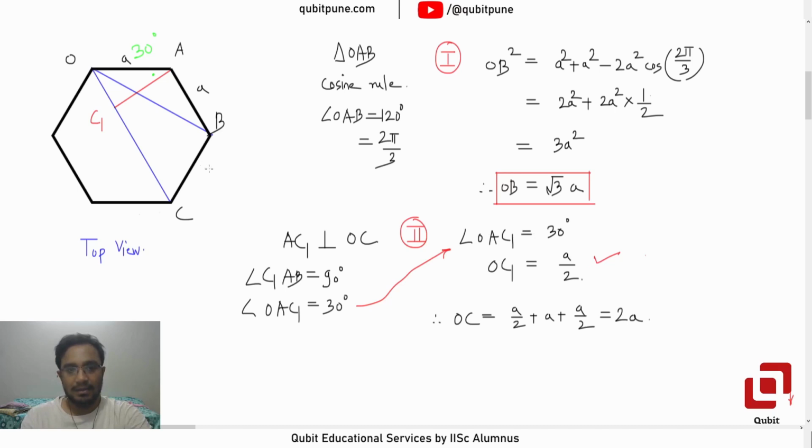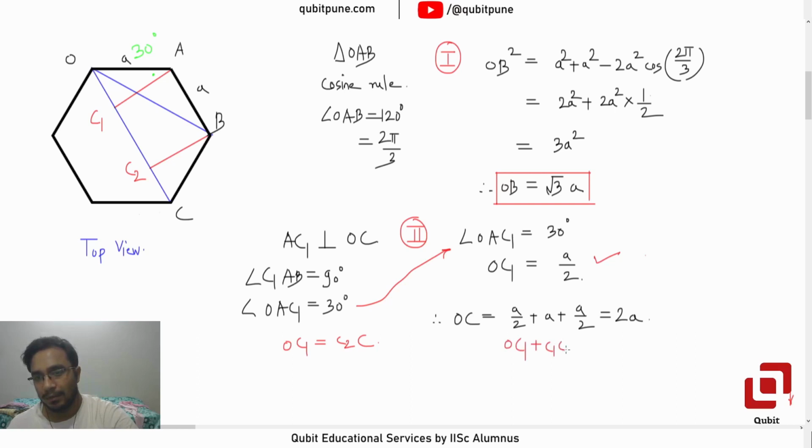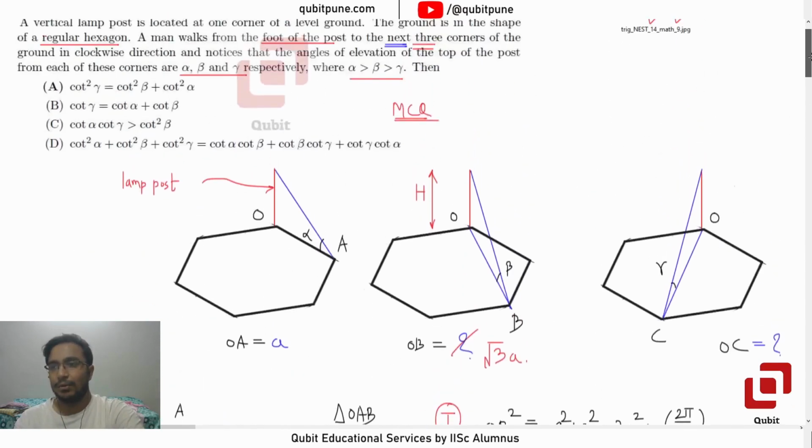Okay, and by symmetry, if we drop a perpendicular from B on this hexagon, let's call it C2 now. So whatever the length OC1 has, C2C will also have the same length, and C1C2 will be AB. So OC will be OC1 plus C1C2 plus again C2C. Both of them are A by 2, A by 2, and the central one is A, so that will give us OC as 2A. So the second objective is also complete. OC is no longer an unknown. OC is 2A.